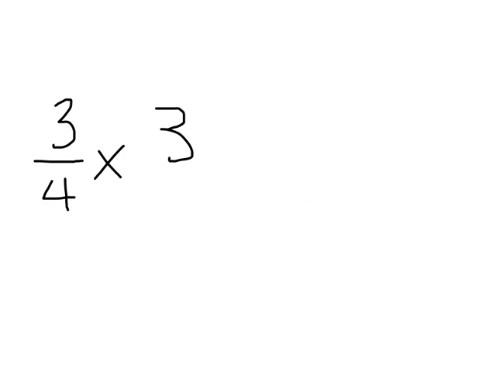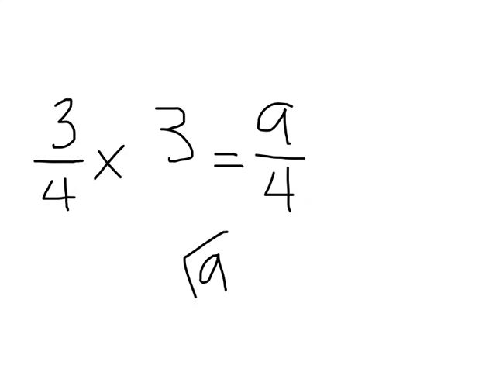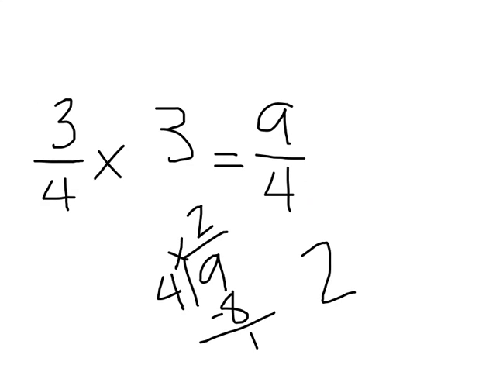Now you try one. What's 3/4 times 3? First, write your result as an improper fraction. Well, 3 times 3 is 9, and my denominator is 4. How do I write 9/4 as a mixed number? When I divide 9 divided by 4, 4 goes into 9 2 times. 2 times 4 is 8. And when I subtract, I have 1 left over. So, my answer is 2 and 1/4.